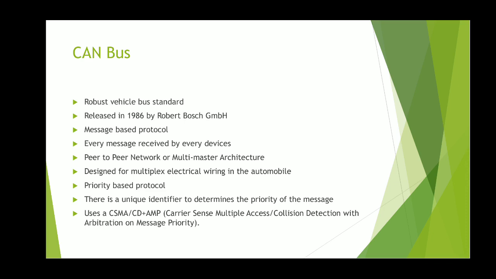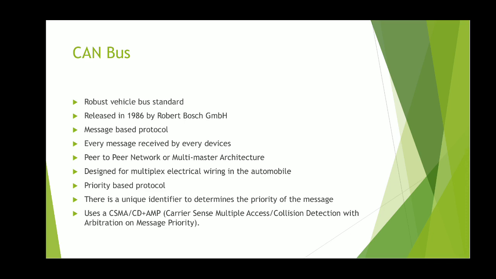And CAN bus uses a multi-master architecture. It means that all the nodes in the CAN bus can transmit a message at any time. And if two or more nodes try to transmit a message at the same time, a collision will happen. In order to overcome this collision, the CAN bus uses a priority-based bus arbitration technique.